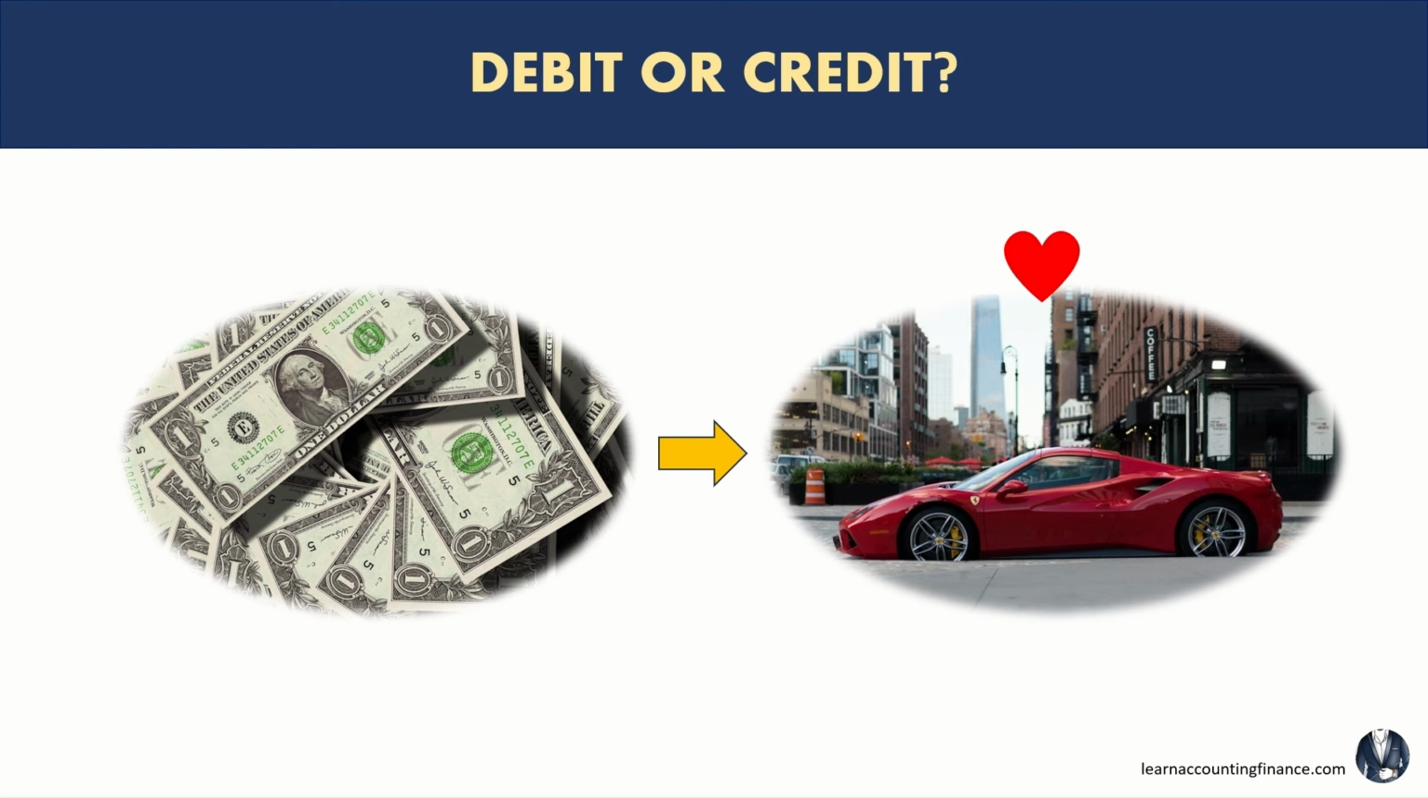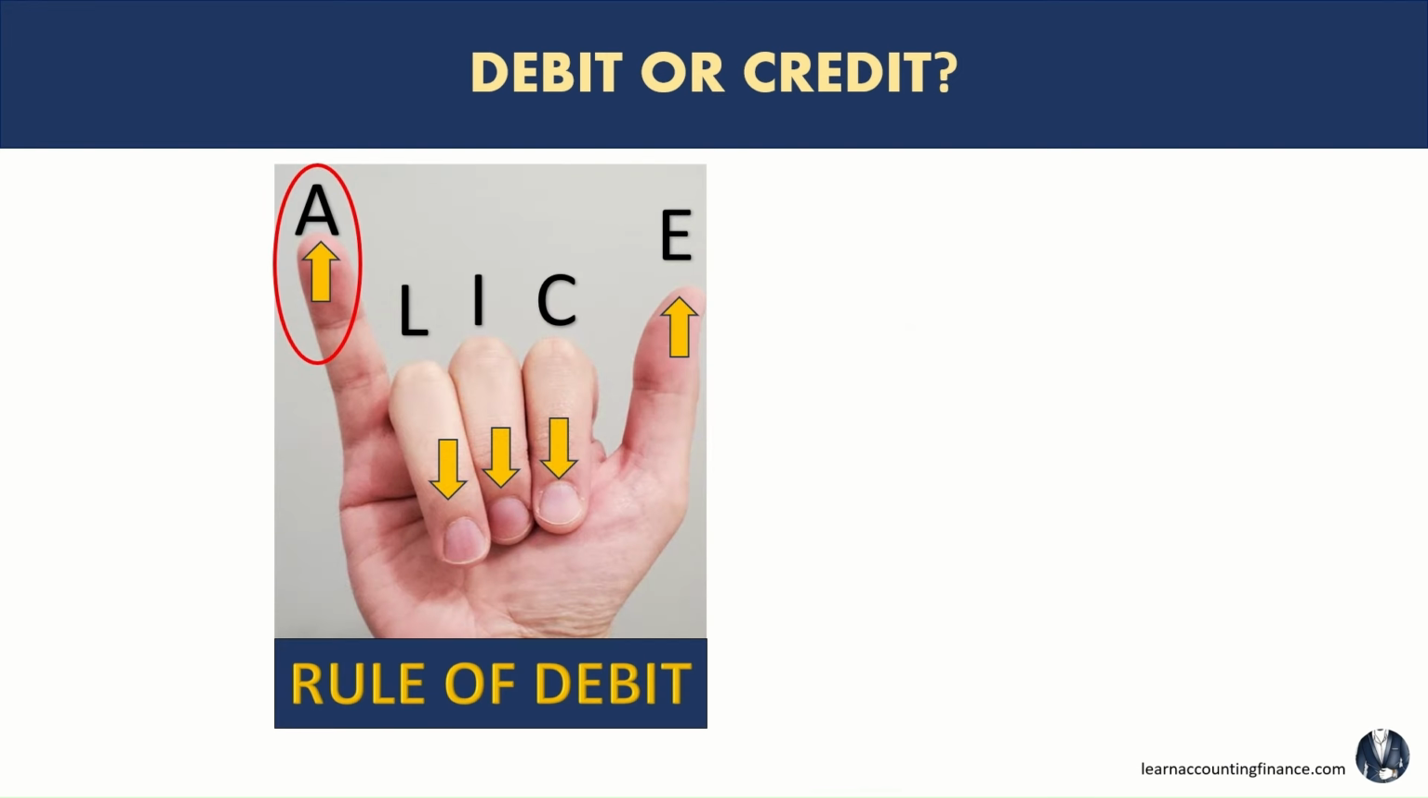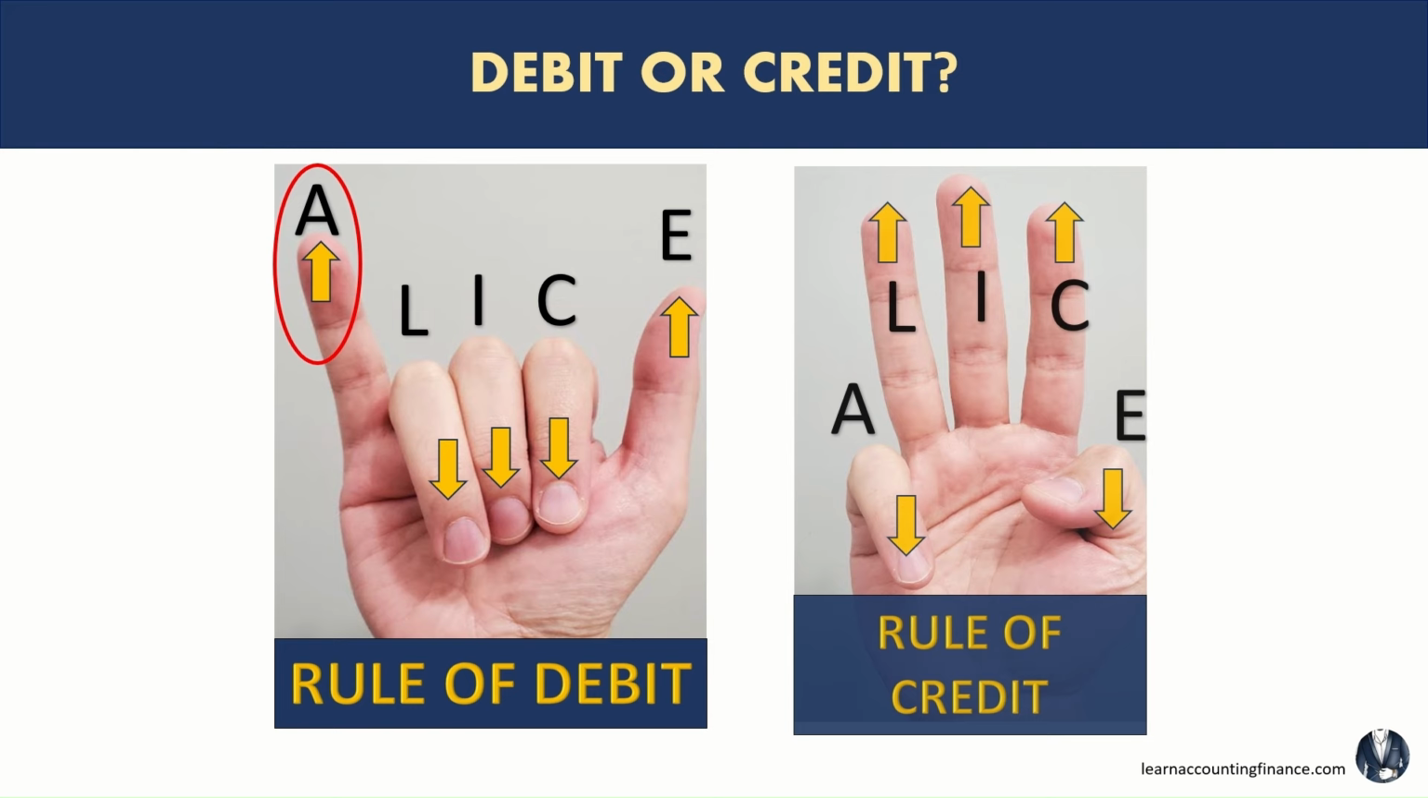When cash increases, the accounting entry is debit. Remember the position of the hand for debit. Similarly, when cash decreases, the accounting entry is a credit. Remember the rule of credit.